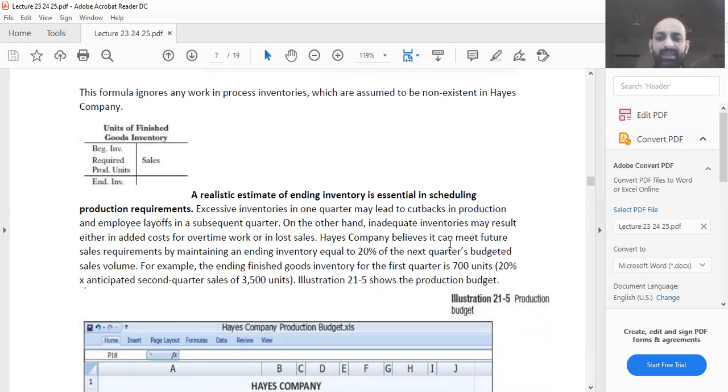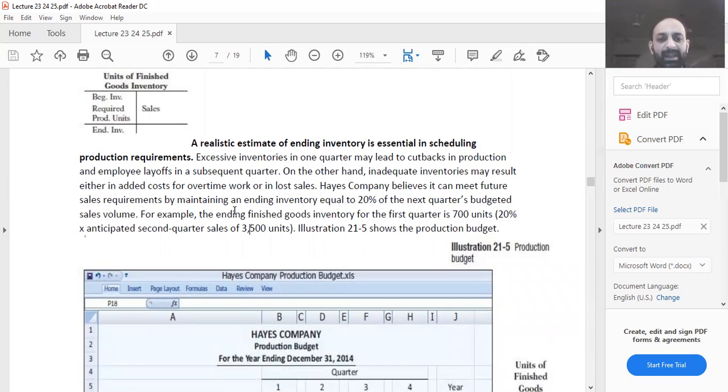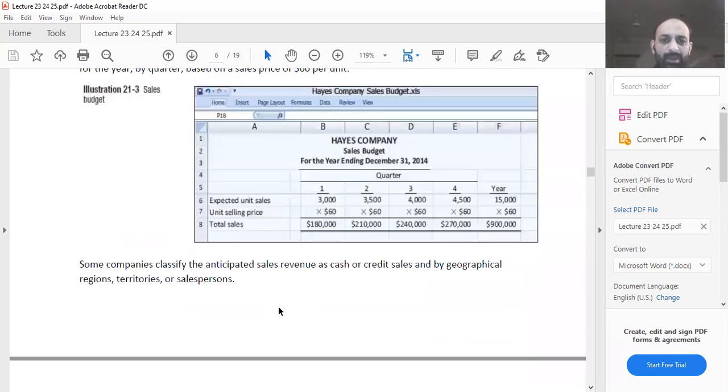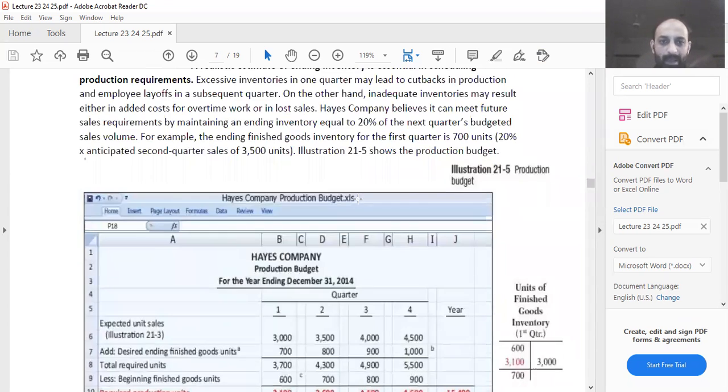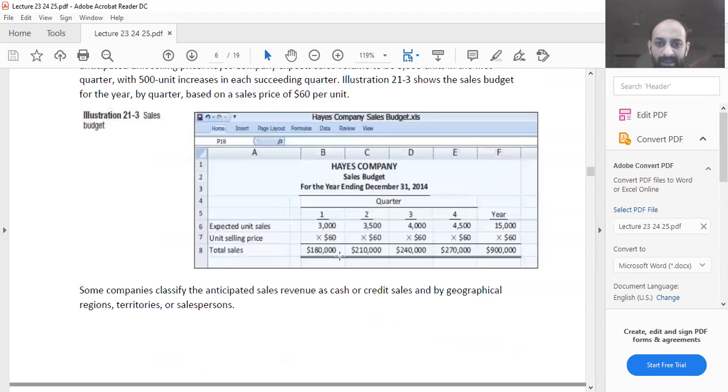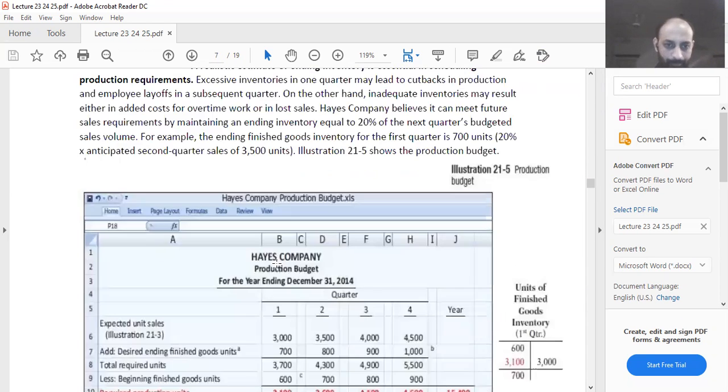Hayes company believes it can meet future sales requirement by maintaining an ending inventory equal to 20% of the next quarter's budgeted sales volume. अब now we know the budgeted sales volume for each quarter. So it says that ending inventory should be 20% of it. For example, ending finished goods inventory for the first quarter is 700 units. Why? Because आपकी जो anticipated second quarter sales हैं 3500 की, उसका जो 20% है, this is your 3500, so उसका 20% comes to 700 units.